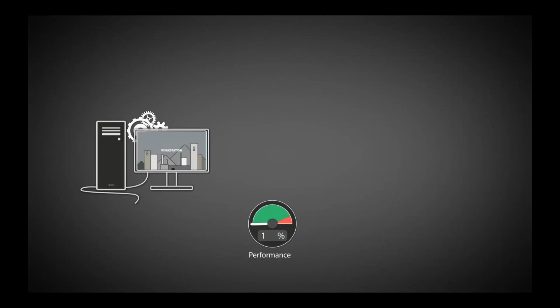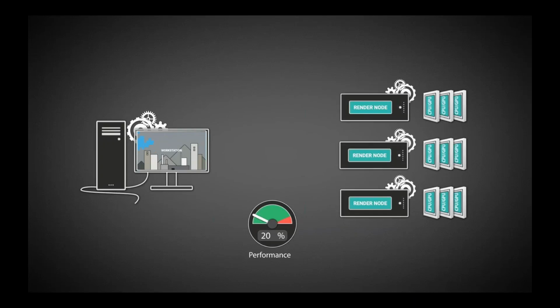For example, if you're working on one workstation, the rendering job is very slow. Then you send requests to different types of render nodes, and you can use the resources based on CPU or GPU, and in this case your performance will be increased enormously.